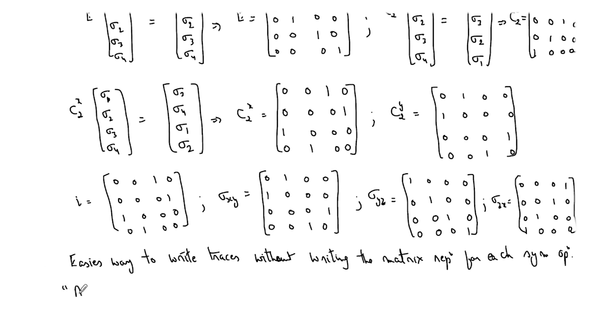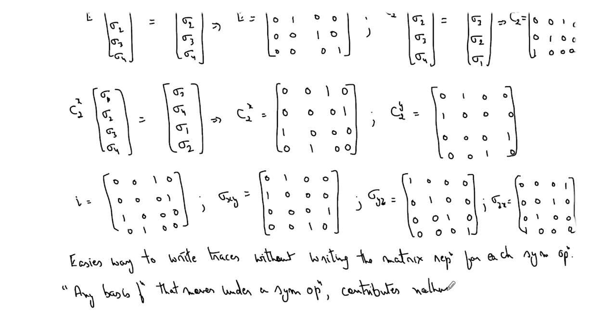So I will just quote that any basis function that moves under a symmetry operation contributes nothing to the trace or character. Otherwise, it contributes one. Okay, so let us see that again. What do I mean by that?